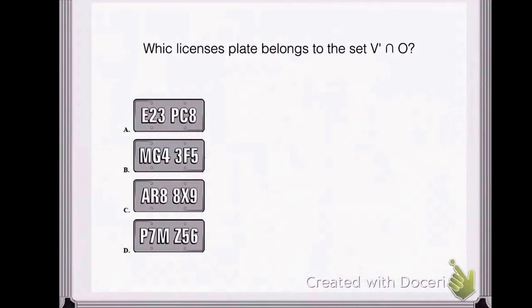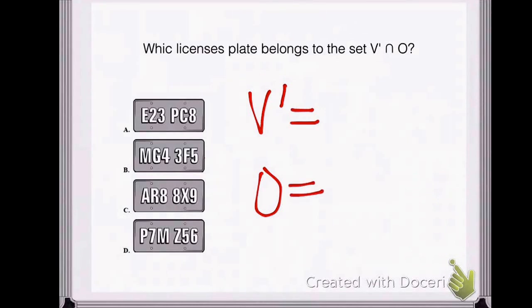You do the same thing. Which license plate belongs to the set V prime intersect O? What does V prime represent? What does O represent? Find the plate that belongs to that set.